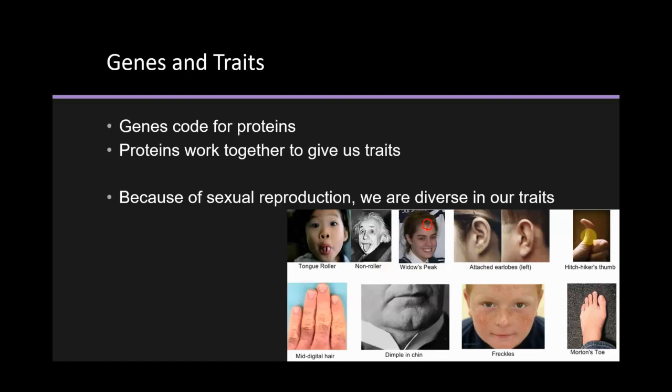Some people have attached earlobes. I have a hitchhiker's thumb where I can bend my thumb quite far backwards. Do you have hairy knuckles? That is a trait. Do you have freckles, or a certain shape of feet? Things like that. These are all traits that we have, and our traits are different because of sexual reproduction, because we get some of our traits from mom and some from dad, our biological mother and biological father. Those traits are based on different proteins working together, and the different proteins are produced by the genes. So just to give you a whole picture of how that runs down.